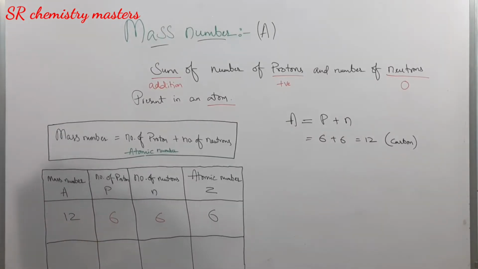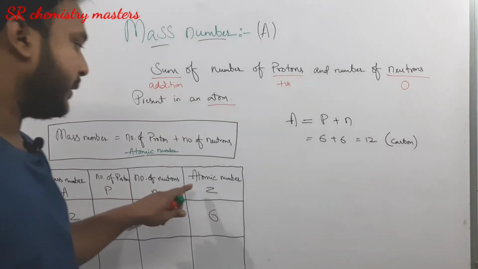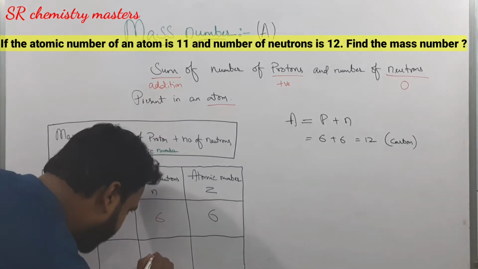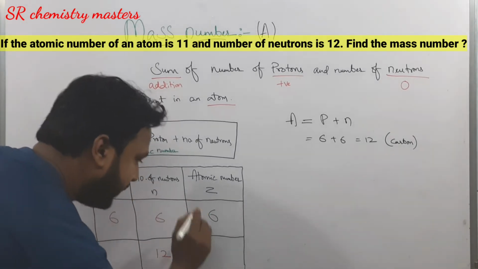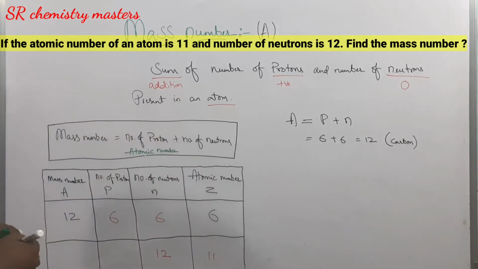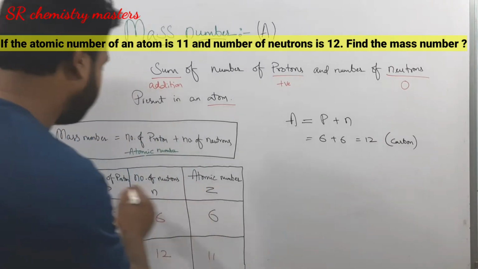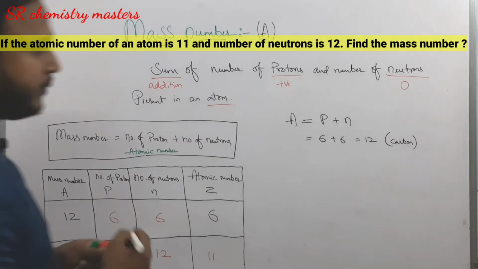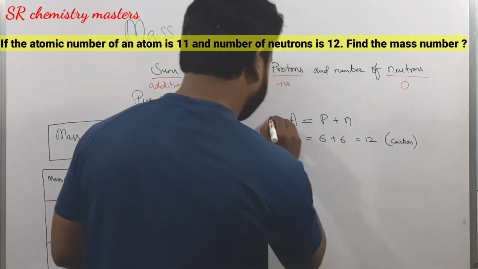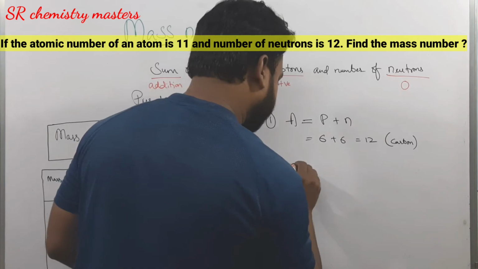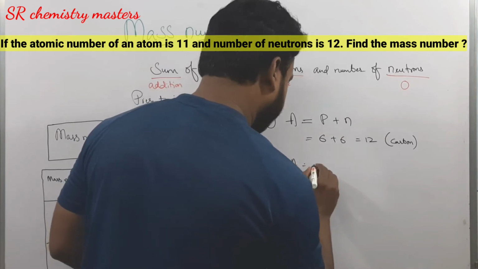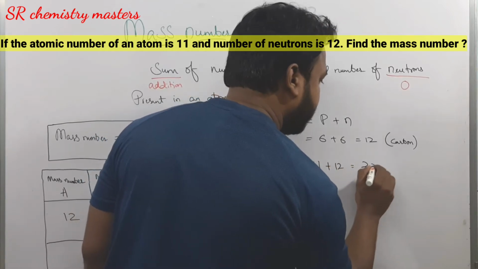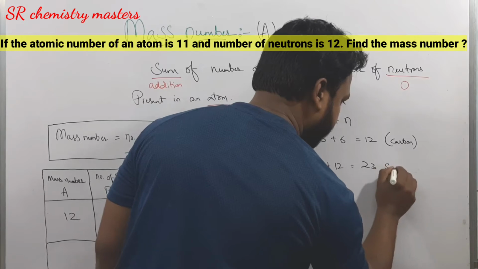If in the question, instead of giving number of protons, he has given you the atomic number, then what you are going to do? Let us see here. If the neutrons are 12 and the atomic number is 11, so automatically you know that atomic number is equal to the number of protons, so it is also 11. Now calculate the mass number simply by substituting in the formula. You can get it as A is equal to 11 plus 12, which is equal to 23. It is the mass number of sodium.